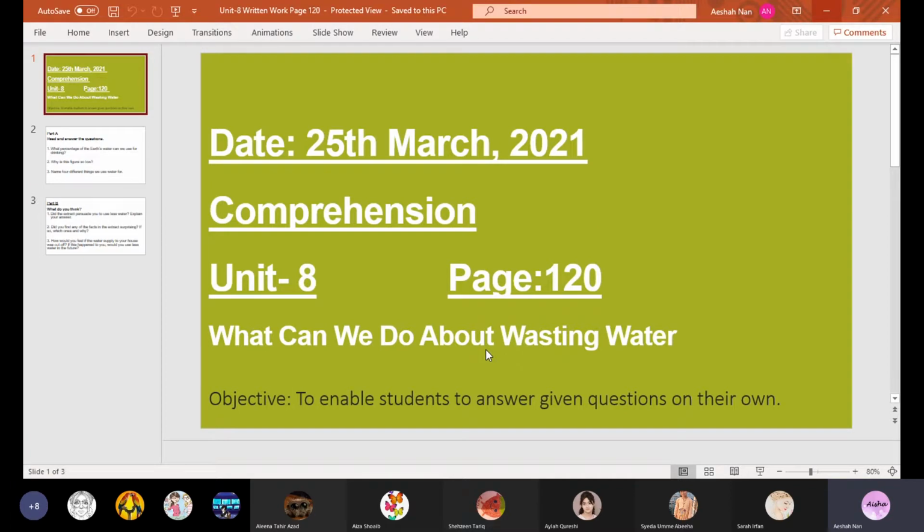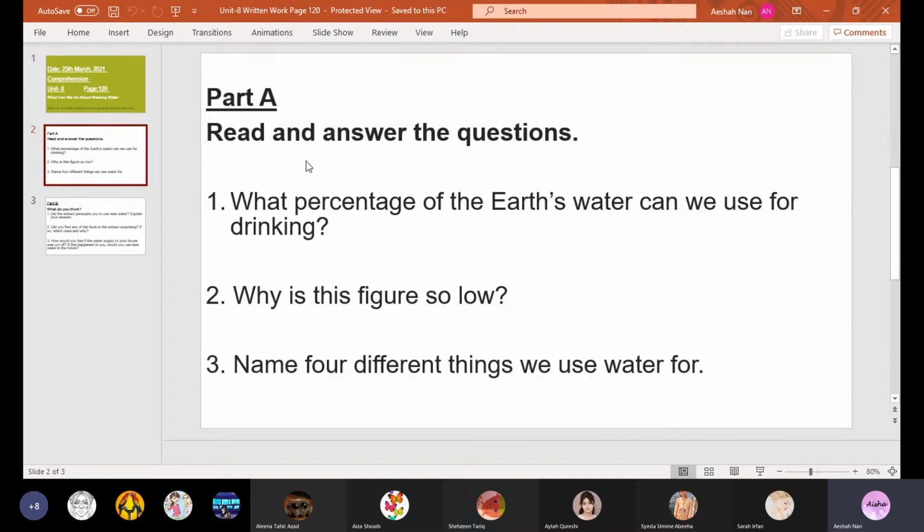Now please have a look at exercise A given on page 120. The first question of exercise A is, what percentage of the earth's water can we use for drinking? Yes, I want you all to tell. 4%. So how are you going to repeat the answer? 4% of the Earth's water can be used for drinking.